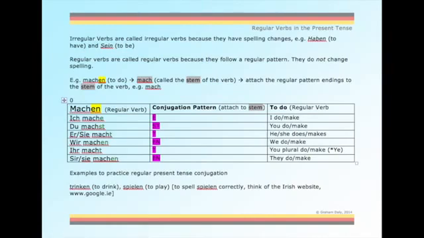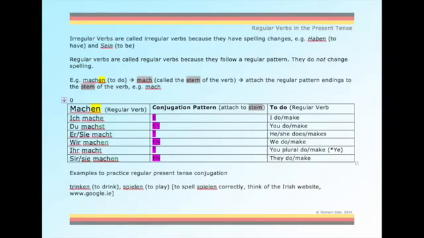Okay, so let's get started. In your copybook, write down the verb machen, M-A-C-H-E-N, to make or to do. Make it big so you can see it. Now, I want you to underline the E-N, the last two letters of the word machen. And with your finger, I want you to cover the E-N so that you can't see it anymore.